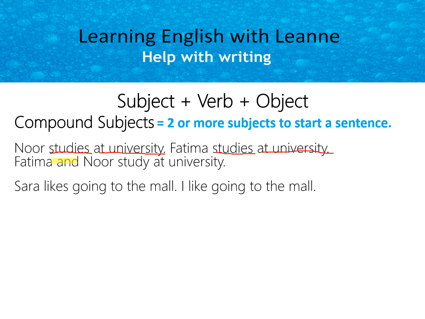Here's another example. Sarah likes going to the mall and I like going to the mall. So the verb is the same, like, and the object, going to the mall. So we can use this again with a compound to make one good sentence. Sarah and I, using and to connect the two, like going to the mall. This is much better writing.